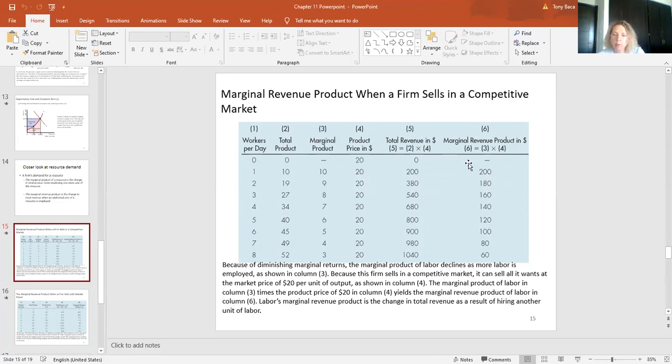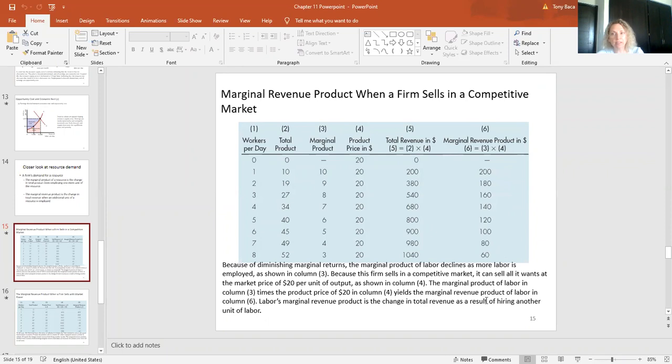So you can see that your marginal revenue product, because your marginal product is on the decline, your column 3 is on the decline, you would expect column 6 to actually decline as well, because you're at a pretty steady rate, because the price of the product is staying the same, but your marginal product is decreasing. So you can see how much additional revenue, how much additional money would be coming in the door there in column 6 with each additional worker employed.